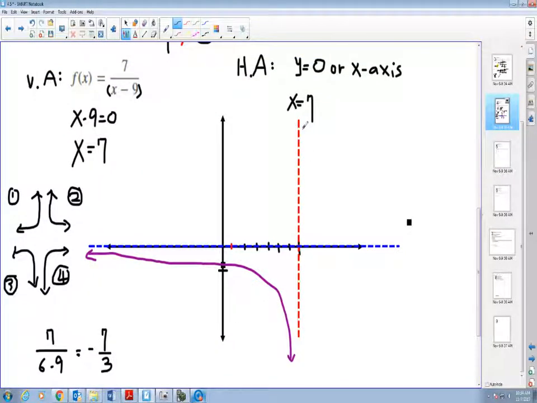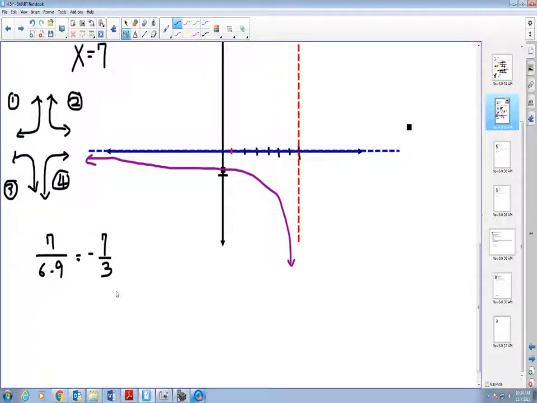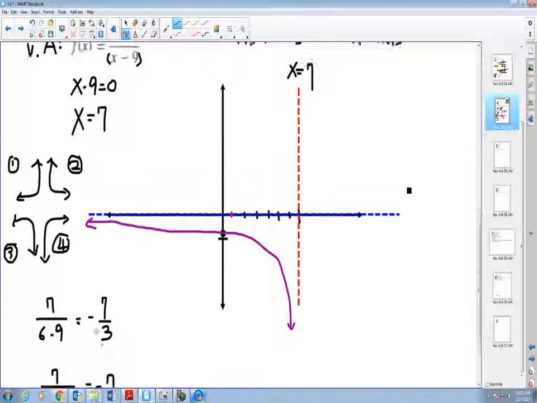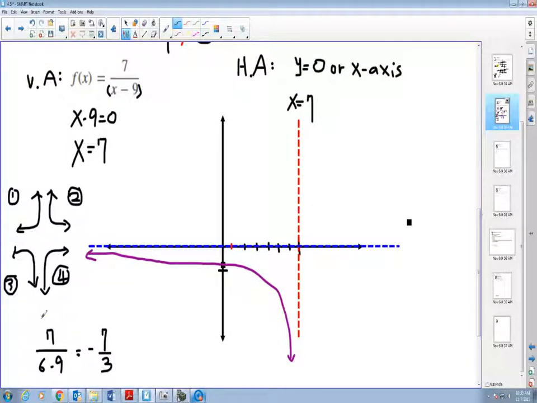Alright, let's think about this. Pick a number to the right-hand side of my vertical asymptote. That will help me determine which choice I will make as well. So why don't I just pick 8? 7 over 8 minus 9, which again is negative 7 over 1. It's actually negative 7. So negative 7 for the y value, in a way, kind of forced me to choose number 4. But when I choose number 4, I have to draw it where it does not cross over the x-axis or the horizontal asymptote. There you go.